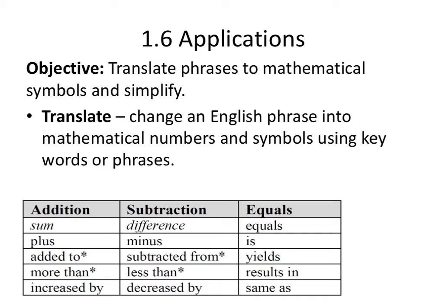So here's our objective: translate phrases into mathematical symbols and simplify. And simplify just means that we want the final answer on that, okay? So if it said, what's the sum of 5 and 3? The simplified version of that would be 8. So we do need to be able to translate these, okay? So change an English phrase into mathematical numbers and symbols using keywords and phrases.